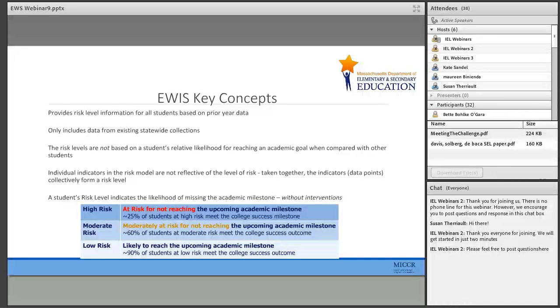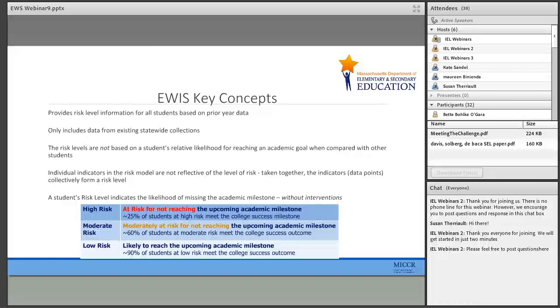For some of our students, if there are ELL students, we have their ELL proficiency. And then we also brought in some additional information for some post-secondary work around the SAT, if they took the SAT, and if they took some AP coursework. So we've started to expand it. But we're only using existing statewide data collections to get at this information.